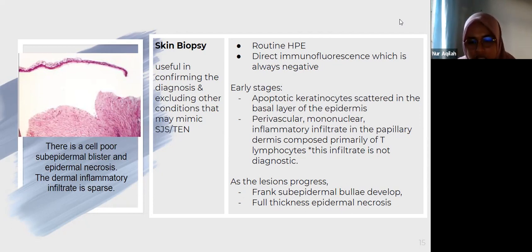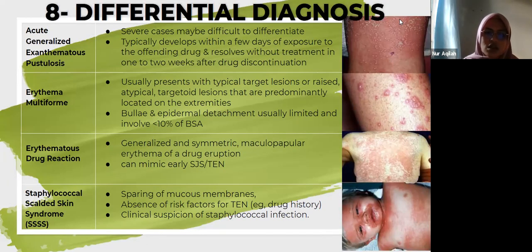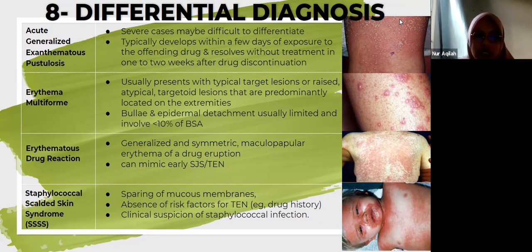As the lesions progress, we may see frank subepidermal bullae develop, and full thickness epidermal necrosis. Okay, so these are the differential diagnoses that may mimic or be confused with SJS. The first one is acute generalized exanthematous pustulosis, or AGEP. In severe cases of AGEP, it may be difficult to differentiate from SJS and TEN. But AGEP typically develops within a few days of exposure to the offending drug, and it will resolve without treatment in 1 to 2 weeks after the drug is discontinued.